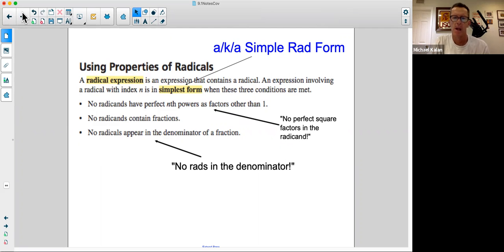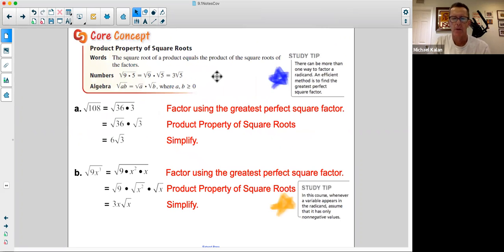All right. So let's get into some of these rules here. The product property of square roots basically says what we learned in the exploration a little while ago, that the square root of a product equals the product of the square roots of the factors. So if we have the square root of 9 times 5, you can split that.